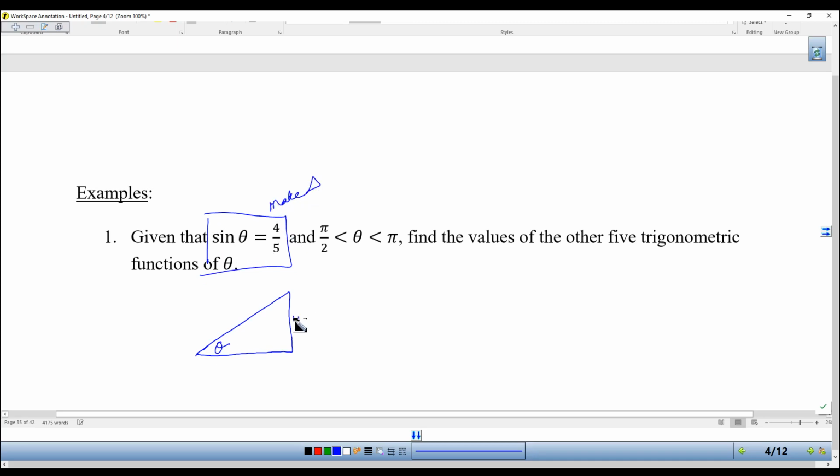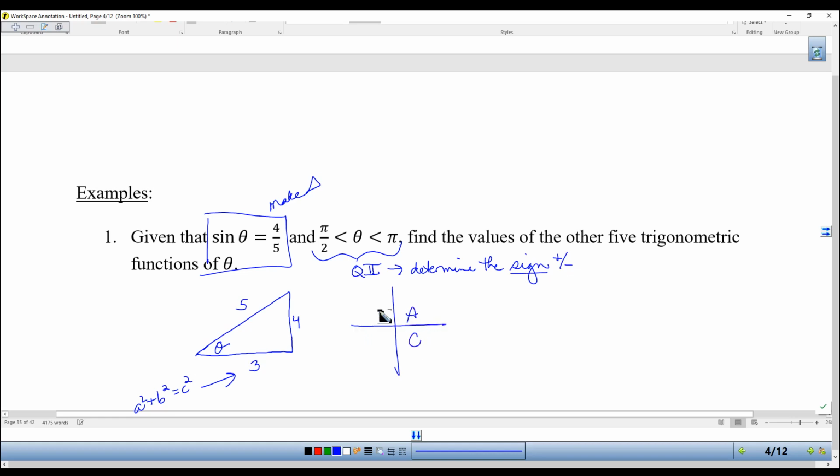So sine is opposite over hypotenuse. Using the Pythagorean theorem, you can get this side is going to be 3. A squared plus b squared is equal to c squared. It does tell me the quadrant. You always need the quadrant in order to determine the sign, S-I-G-N, positive or negative. So in quadrant 2, only sine and therefore cosecant are positive. Tangent and cotangent, or tangent and cosine are going to be negative.